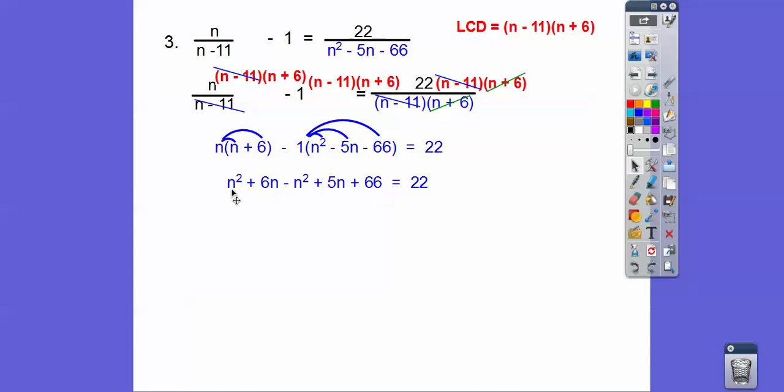All right, so here we go. Now, we're going to subtract n squared minus n squared. Those cancel. And then 6n plus 5n is 11n right there, okay? And then now we're going to subtract 66. That's going to get us -44. So n equals -4. Is that a safe answer, you guys? Yeah, remember, it can't be 11 or -6. So -4 is okay. All right, so that's our answer right there.